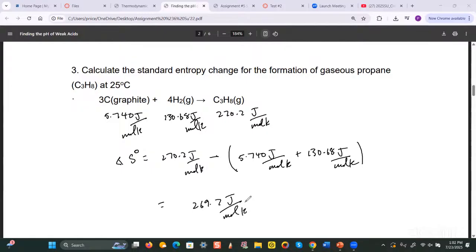Don't you multiply by the coefficients? Oh, yes, you need to multiply. Thank you. So in the case of carbon, that would be 3 times this, and in the case of hydrogen, that would be 4 times this. Thank you very much. But the answer is still this. Okay, any questions about this one?